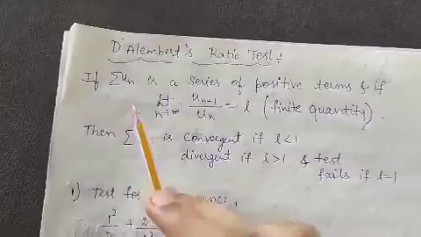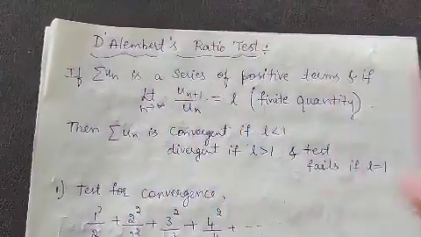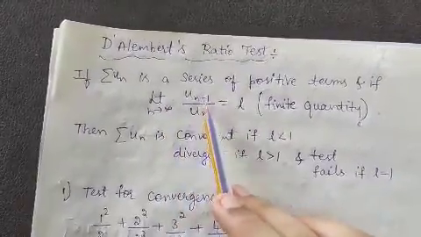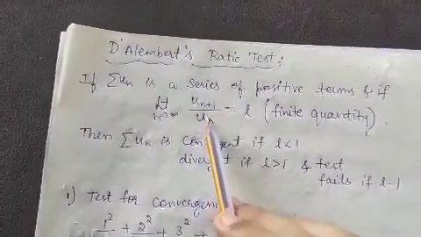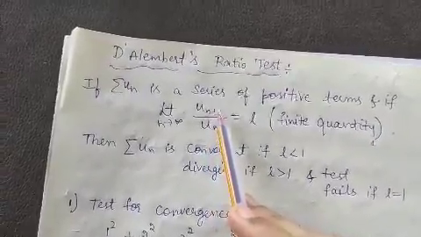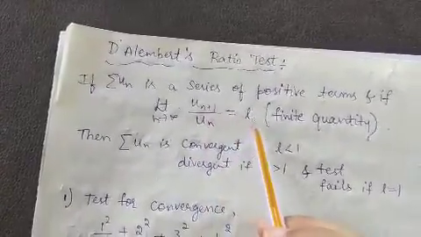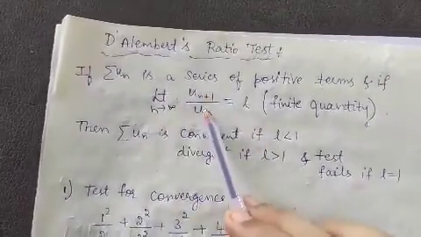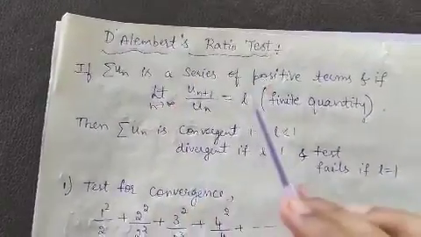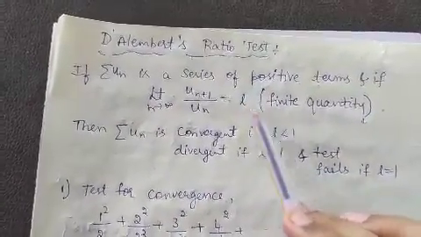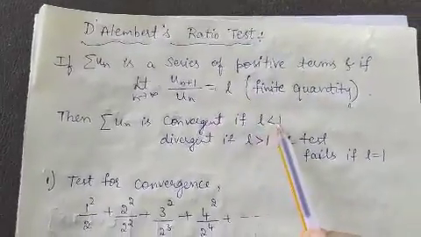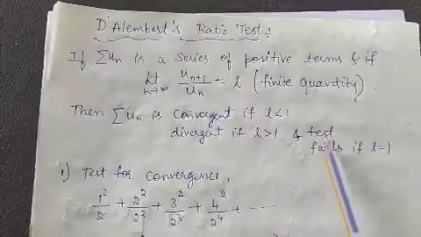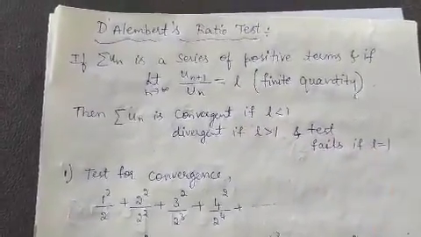So again the statement: if summation un is a series of positive terms, and if limit n tends to infinity of un plus 1 by un, so you have un and you have to find un plus 1, so un plus 1 divided by un equals L. Again, the same procedure as you already followed in the last video. You have to solve this ratio and substitute n equals infinity. If you get some finite quantity on the RHS, and that value is less than 1, then the series is said to be convergent. It is divergent if this value is greater than 1, and the test fails if it is equal to 1.